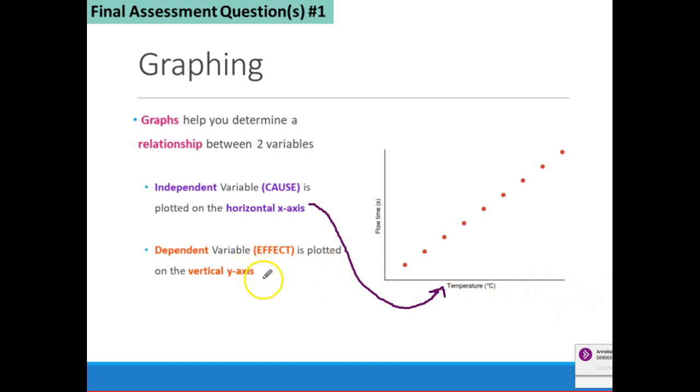The dependent variable, on the other hand, gets plotted on the vertical axis. You can see that right here. This is the result or the effect of our experiment, the end of our experiment. And again, that gets plotted on the y-axis.